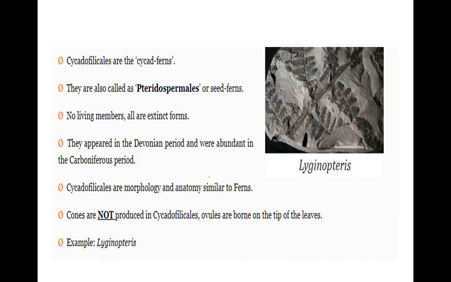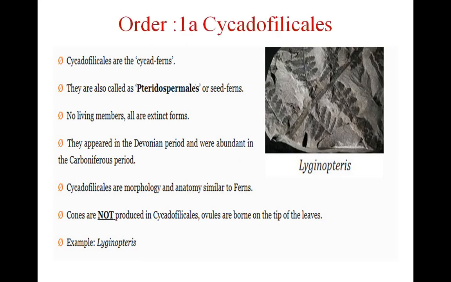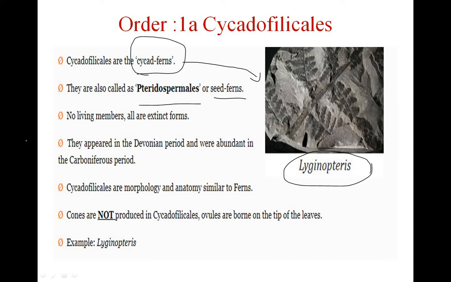First order is Cycadofilicales. These are also known as cycad ferns. Here the fossil form of the Cycadofilicales is Lyginopteris oldhamia. They are also known as the pteridosperms or the seed ferns. Most of them are fossils or extinct forms. They appeared in the Devonian period and were abundant in the Carboniferous period.